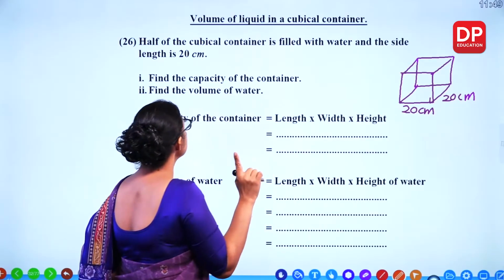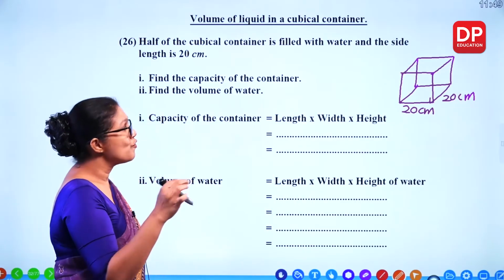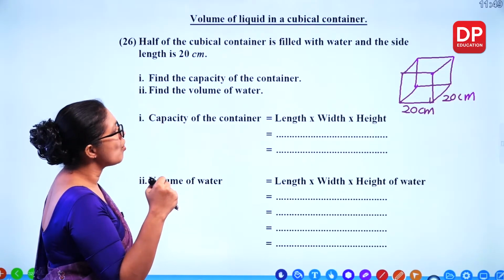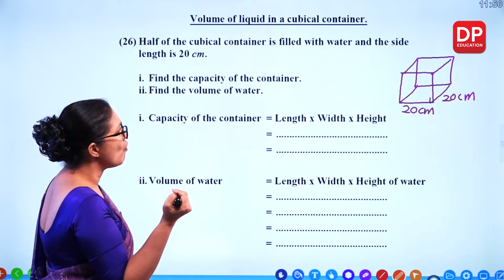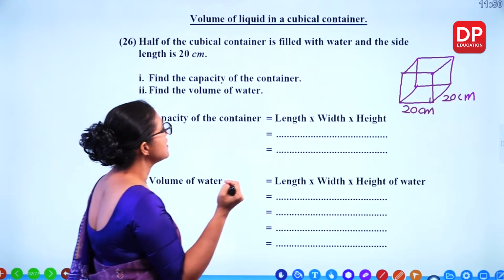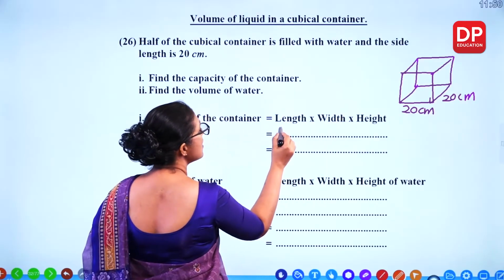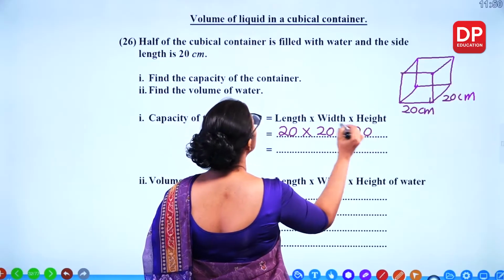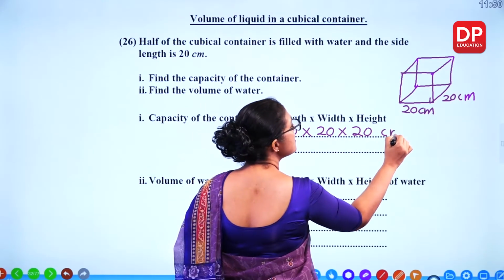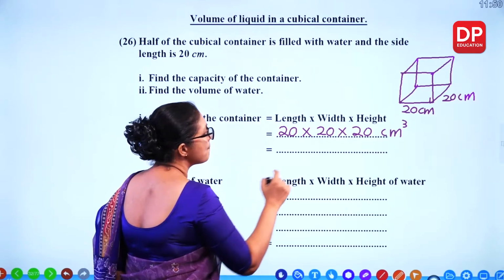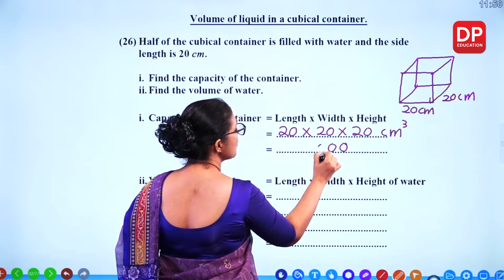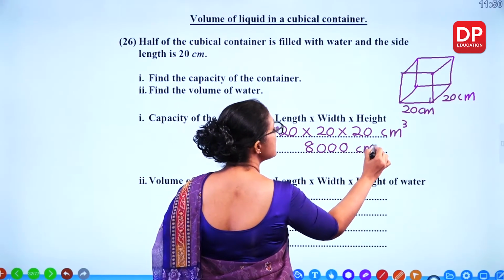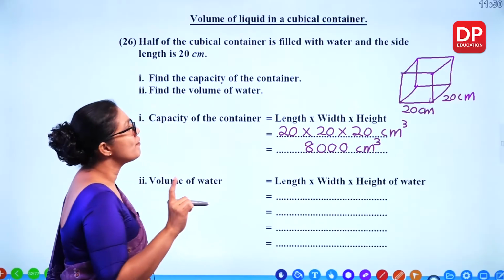So what's the capacity? Capacity means when you fill this cube fully. What's the amount of water? What's the volume of water? So capacity of the container is length into width into height. 20, 20, 20. So this is in cubic centimeters. What's the value? 3 zeros. 2 times 2, 4. 4 times 2, 8. 8,000 cubic centimeters is the capacity of the cube.